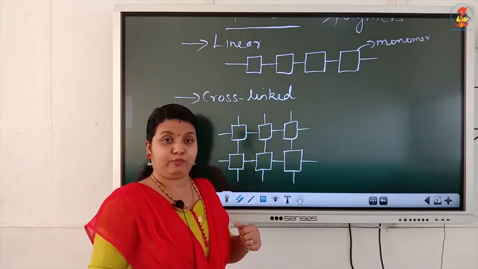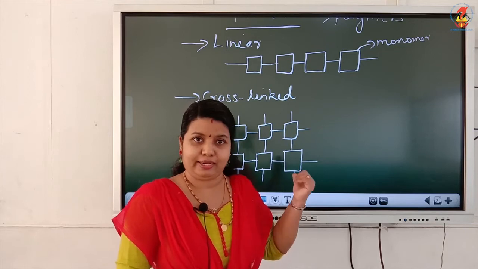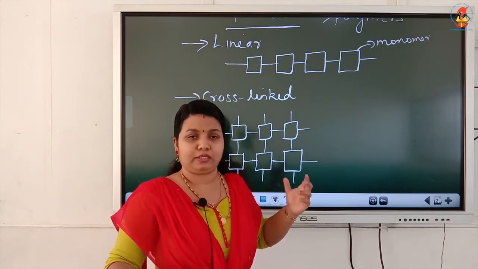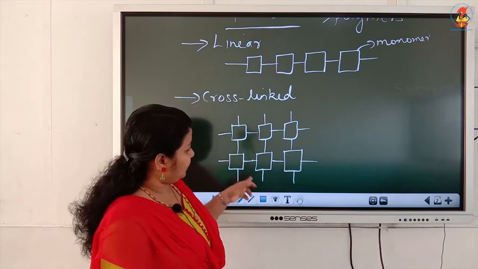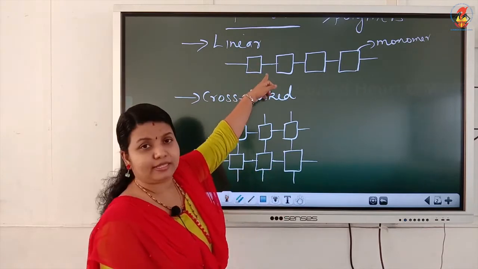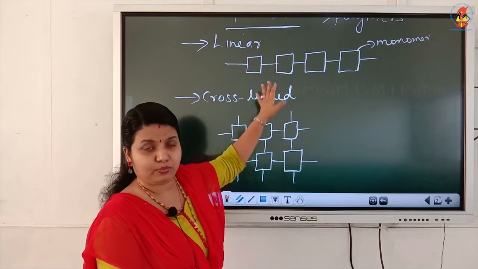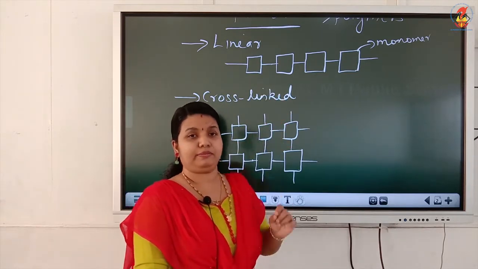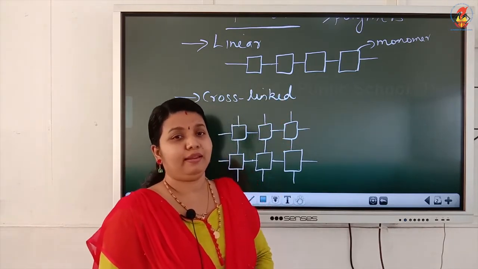The number of monomer units is very large, but in a diagram we cannot show a large number of monomer units. That's why we show it like an extended chain. So this is the cross-linked arrangement and this is the linear arrangement. Drawing the two types of arrangement of monomer units in plastics is very important.